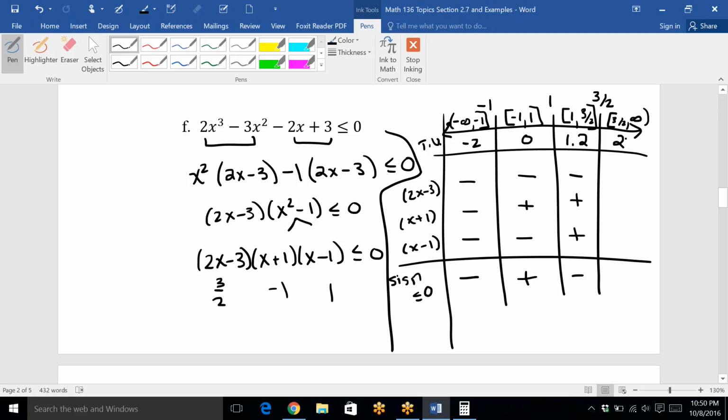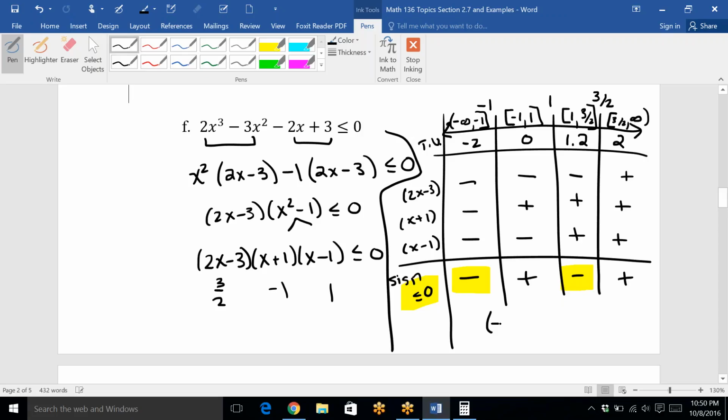2 times 2, because that's our next test value, is 4. Minus 3 would be positive. 2 plus 1 is positive. 2 minus 1 is also positive, so 3 positives multiply to a positive. We were looking for less than or equal to 0, so that means we're looking for a negative sign overall.